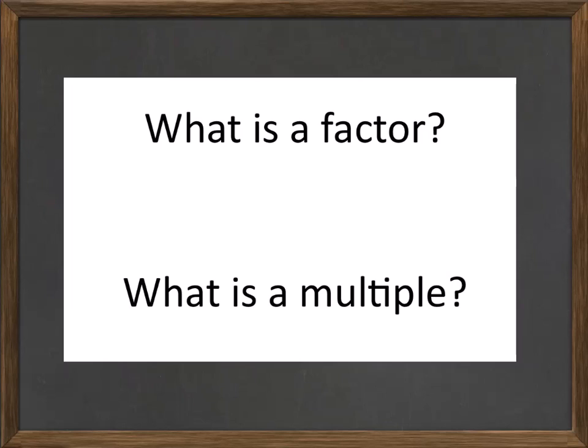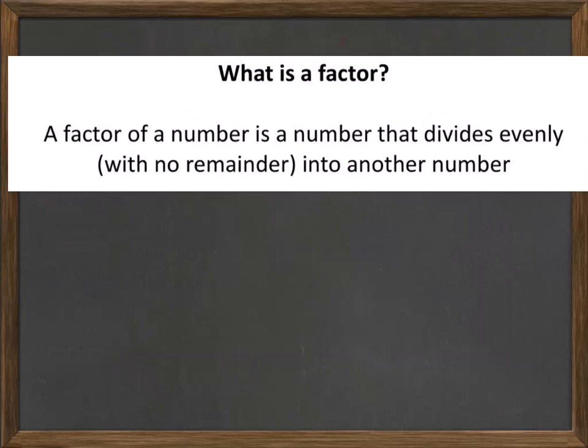Let's first define factors. A factor of a number is a number that divides evenly, in other words with no remainder, into another number. So for example, we would say that 2 is a factor of 4. 4 divided by 2 is 2. We can also write a factorization tree that looks like this.